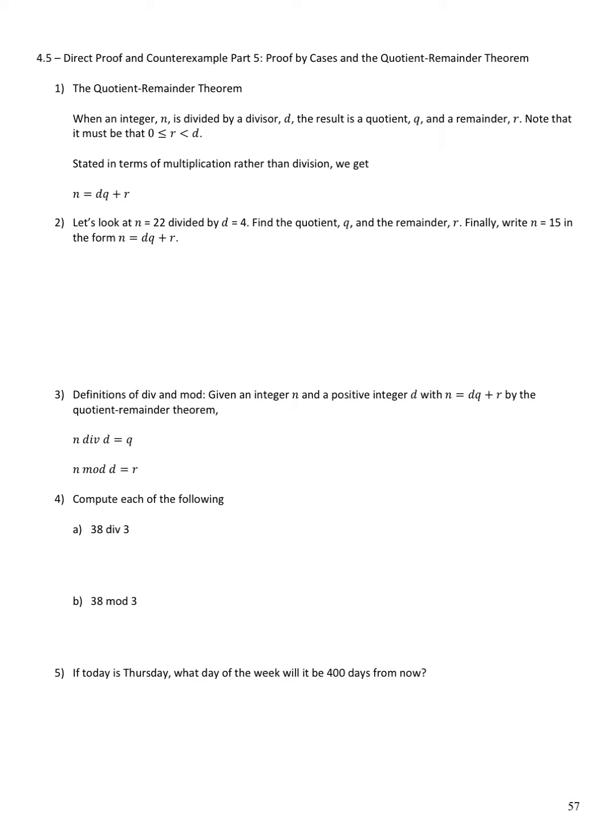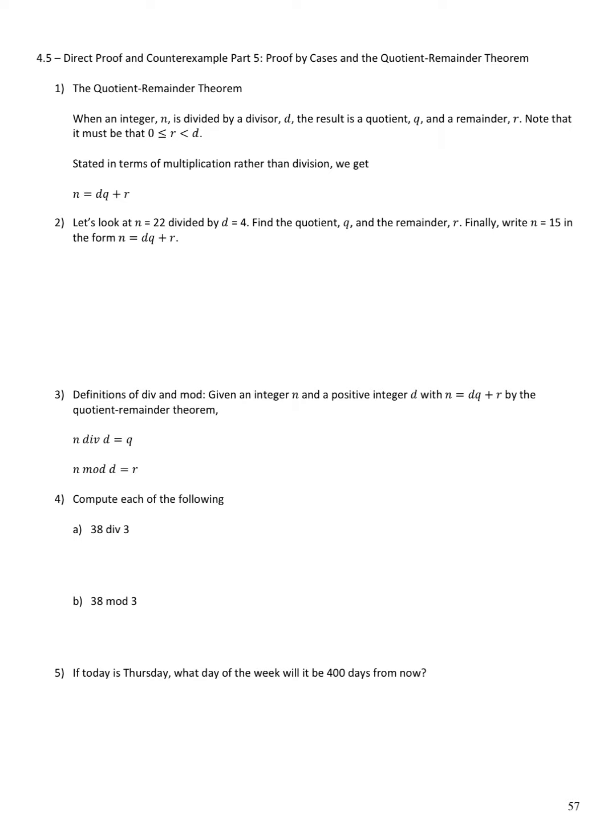The Quotient Remainder Theorem says that when an integer n is divided by a divisor d, the result is a quotient q and a remainder r. Note that r must be between 0 and d. If r were larger than d, then the quotient would just go up by 1, and we would be able to create a remainder between 0 and d. Stated in terms of multiplication rather than division, any integer n and any divisor d can be rewritten as d times q, plus r.